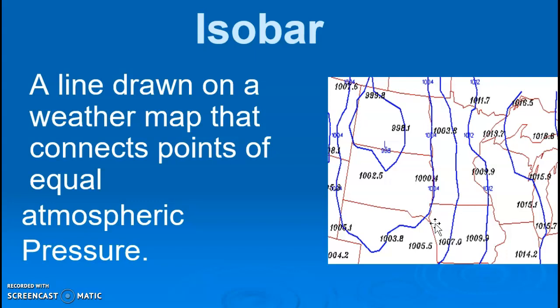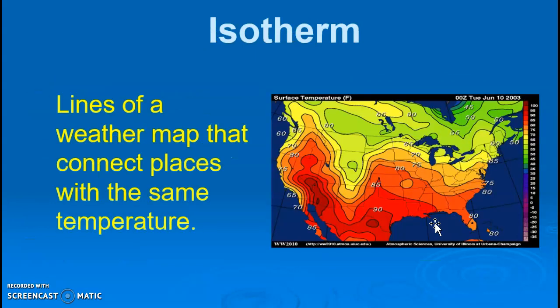Now, moving on to another one. Again, this is a weather map, and the different colors here are called the isotherm. These are lines on a weather map that connect places with the same temperature. So aside from the lines here, they can even color to give us a visual of what the temperature will be in that particular area.